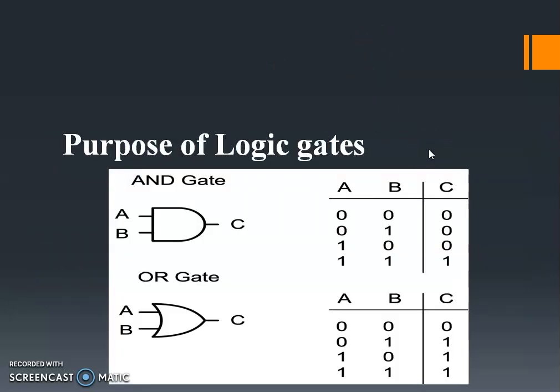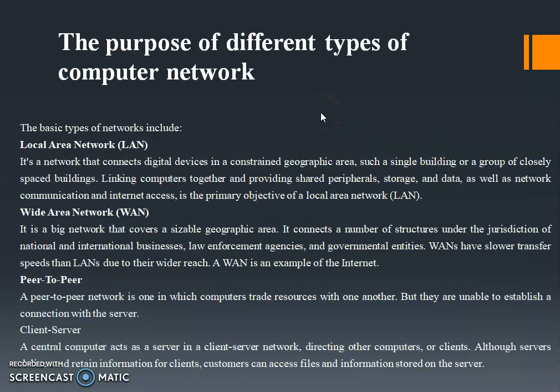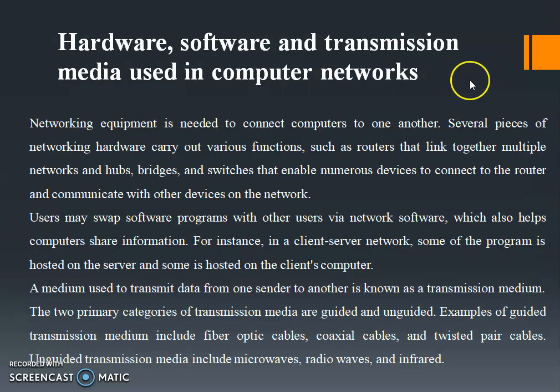Purpose of logic gates. The purpose of different types of computer network. The basic types of networks include local area network, LAN, wide area network. One, a peer-to-peer network is where computers share resources with one another, but they are unable to establish connection with the server. Client server. Client's computer acts as a server in a client server network, directing other computers or clients, although servers deliver written information for clients and customers can access files and information stored on the server.